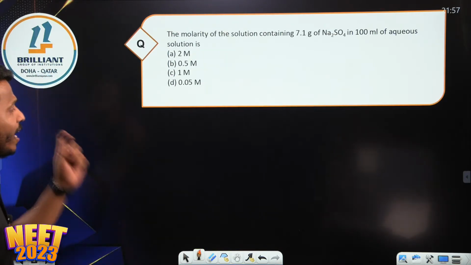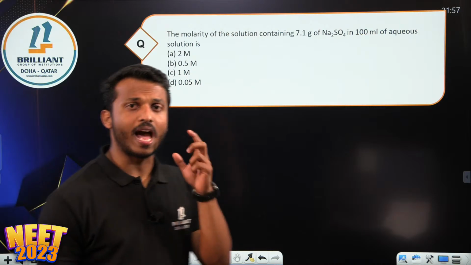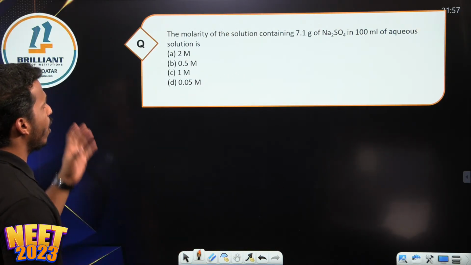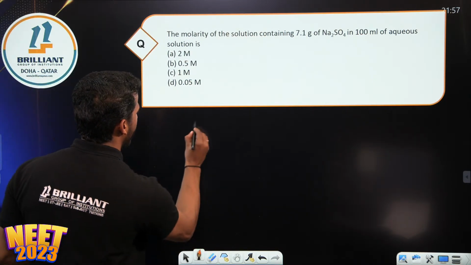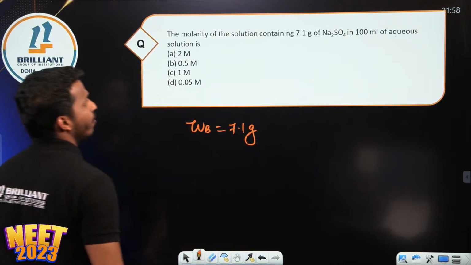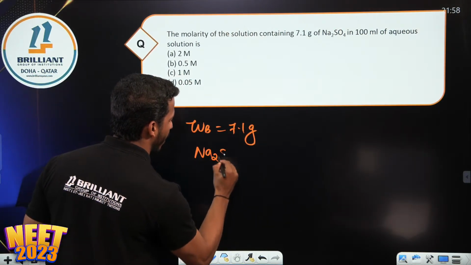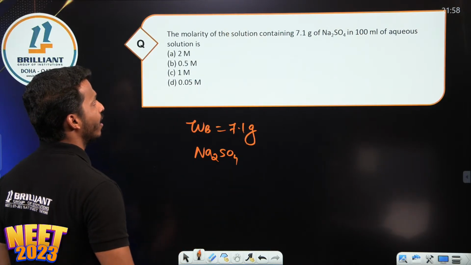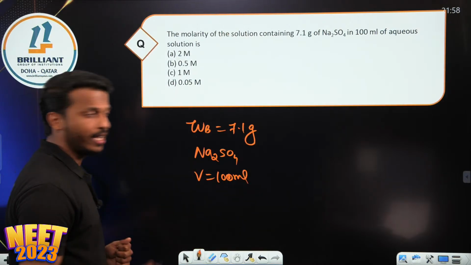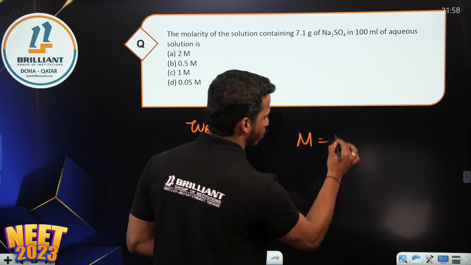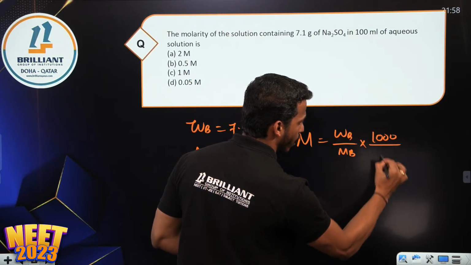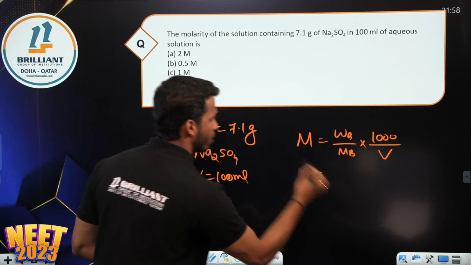Next one, the molarity. Dear all, first part, don't miss it. Those terms are also important for numericals, okay? Molarity of the solution containing 7.1 gram. So the weight of solute is given as 7.1 gram, the solute is sodium sulfate, Na2SO4, and its volume is given as 100 ml. What is the molarity? Dear all, molarity is equal to WB by MB into 1000 divided by volume of the solution. What is the weight of solute given?